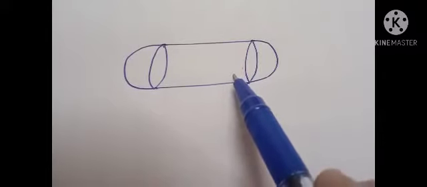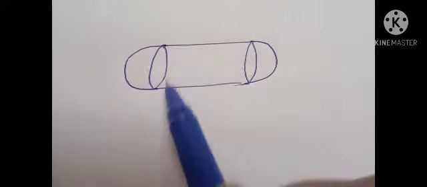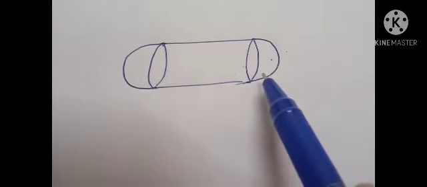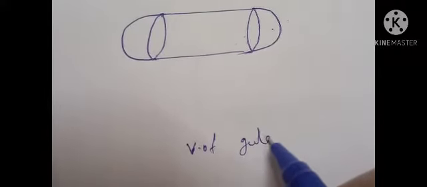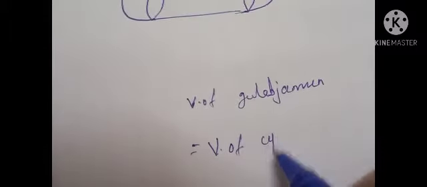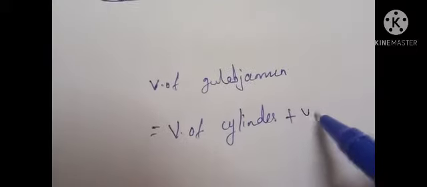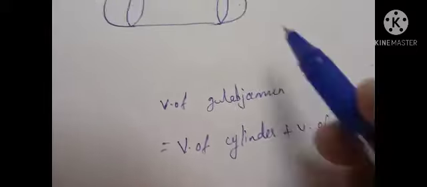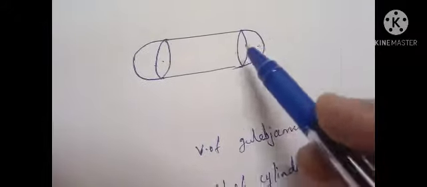So here we have to find the volume of the gulab jamun by using either method: volume of cylinder plus 2 into volume of a hemisphere, or the volume of these two hemispheres together we can take as the volume of a sphere. So here I use the volume of gulab jamun equal to volume of cylinder plus volume of sphere. Any way you can find. Here I join these two hemispheres together, and it will be a sphere, right?